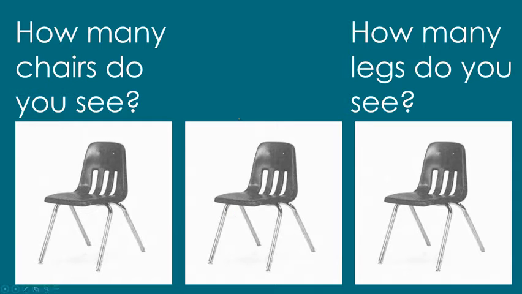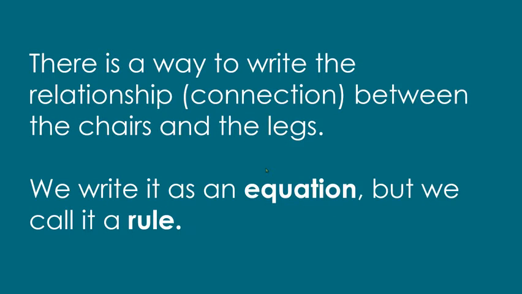So if I had one chair, there were 4 legs. 2 chairs, there are 8 legs. And 1, 2, 3 chairs, there are 12 legs. Hopefully we're starting to see a pattern here. There's a way to write this relationship. It's also called a connection or a pattern between the number of chairs we have and the number of legs in total. We're going to write this relationship, this pattern, this connection as an equation, something with an equal sign, but it can also be called a rule.